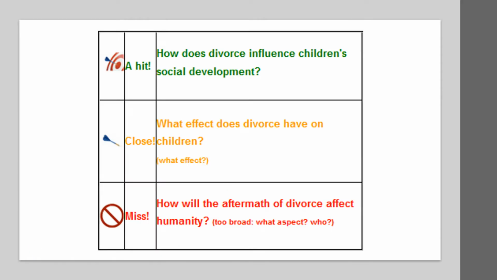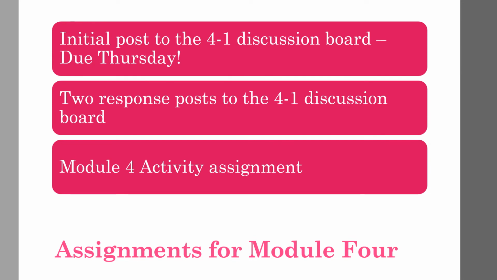Your module overview has a list of questions that you should be asking as you work on creating your social scientific research question. Things like, is this question feasible? Is it complex? Is it focused? And is it ethical? Those are all questions you should ask yourself about your research question. Let's talk about your assignments for the week, and then we'll talk a little more about that research question as it relates to your Module 4 assignment.